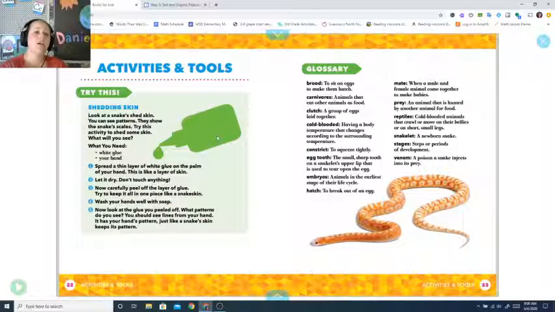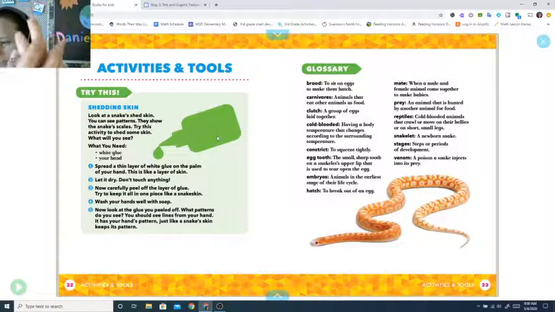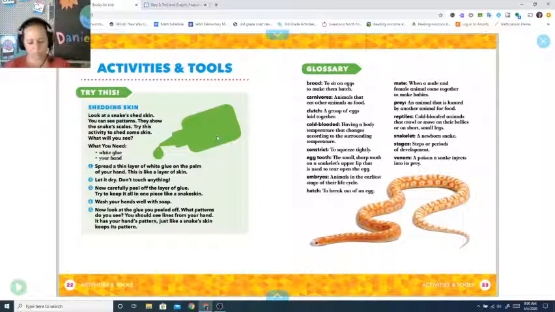So, shedding skin. Look at a snake's shed skin. You can see patterns. They show the snake's scales. Try this activity to shed some skin. What will you see? Obviously, people, we don't have scales, right? We have skin. But if you look at our skin, there are different patterns, different wrinkles. Like if you look on my fingers, you can see where it bends with my knuckles, and the little lines on it.